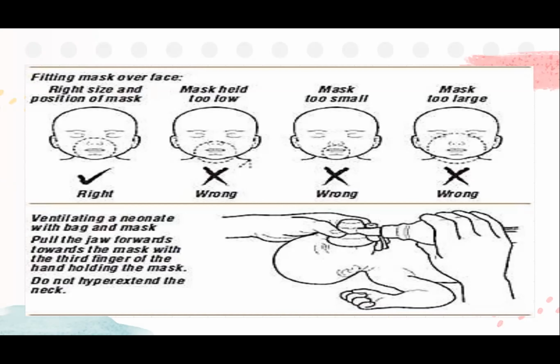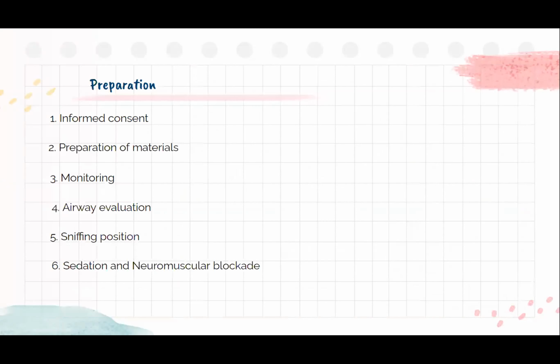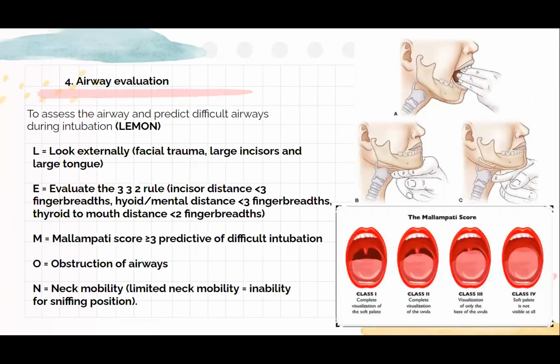So for preparation, we need informed consent, which means we have to tell the guardian what we want to do, why, and maybe explain if there are any possible complications that might happen during the procedure. And then preparation of materials, monitor the vital signs, ECG monitoring, and so on. And then airway evaluation, sniffing position, sedation, and neuromuscular blockade. For airway evaluation, there are 2 mnemonics that I put in this slide. So you can read it later. It's quite simple. You can understand it, okay?